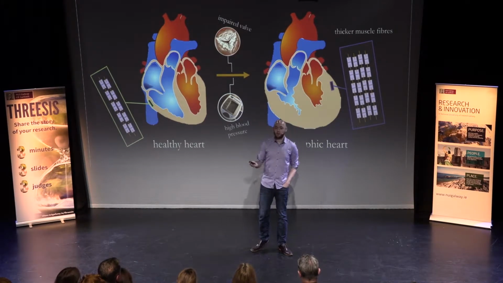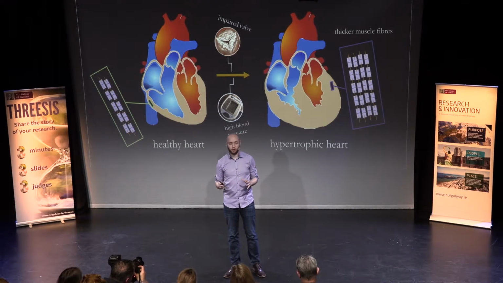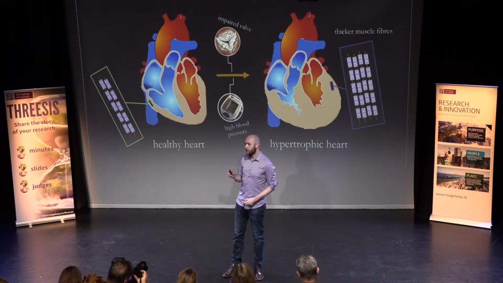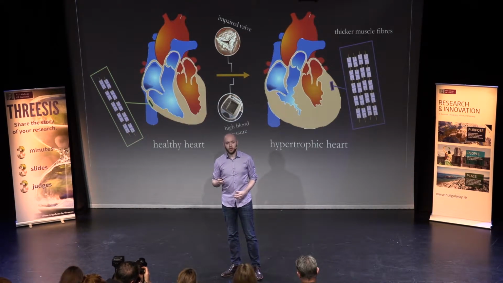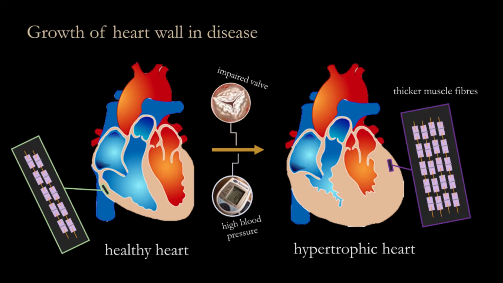So I'm sure everyone in the room has heard of heart failure, but may not be too sure of what it looks like or how it develops. Today I'm going to discuss a specific form caused by tissue thickening known as hypertrophy. This is where the heart wall grows in size, mainly due to the muscle fibers getting bigger, the same fibers that contract to make your heart beat.